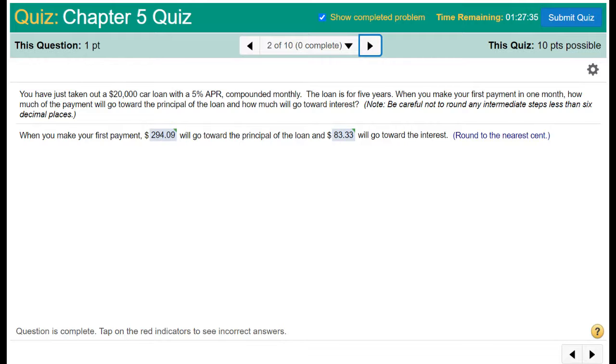Now, 5 divided by 12. So when we want to find out how much the interest is, we say 5 divided by 12 is 0.4116. We put 2 zeros in front of it and convert it into a decimal, and we multiply by 20,000. That's going to be our interest payment. And then we subtract, because the whole thing, 294.09 plus 83.33.